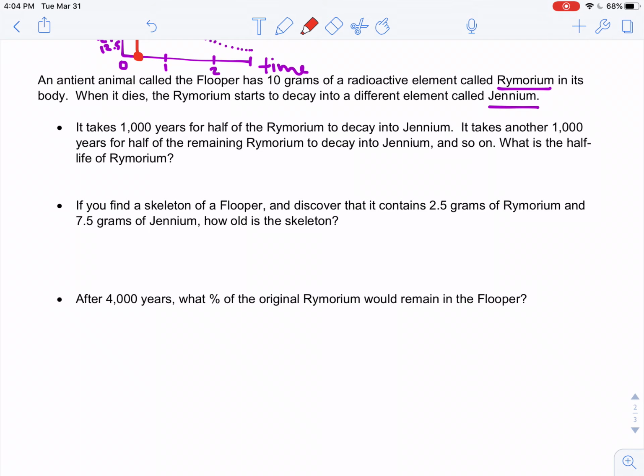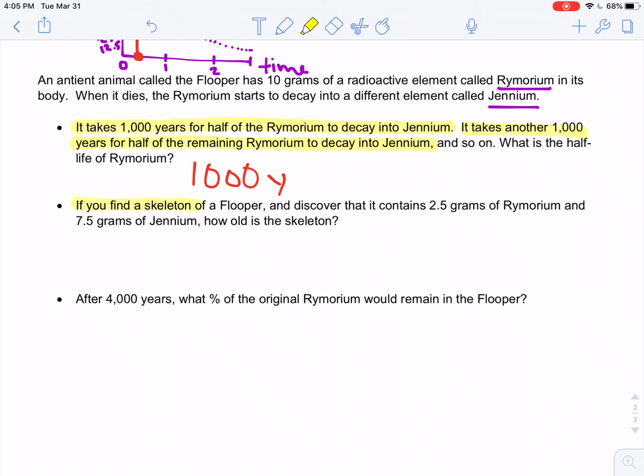So here is the first question to think about. It takes 1,000 years for half of the rhymorium to decay into genium. It takes another 1,000 years for half of the remaining rhymorium to decay into genium, and so on. What is the half-life of rhymorium? Well, if it takes 1,000 years for half to decay, that is the definition of half-life. Half-life means the amount of time it takes for half of the material to decay. So the answer to this must be 1,000 years. Next question.